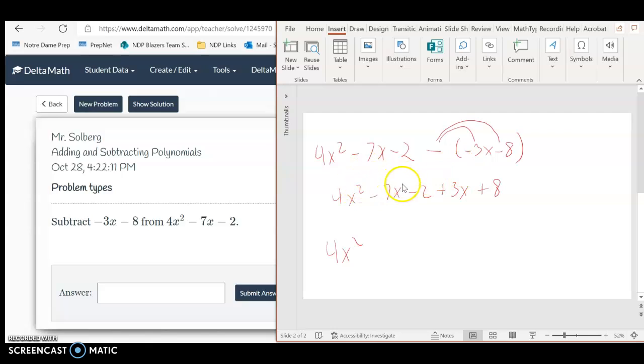Then the next one is the first degree, so we have two of them. So a negative 7x and a plus 3x. So negative 7 plus 3 is going to be a negative 4x. Okay, and then here we have an 8 and a negative 2. So I can just switch the order around, so 8 minus 2 will give me a 6. So just subtract those. Okay, so my final answer here will be 4x squared minus 4x plus 6.